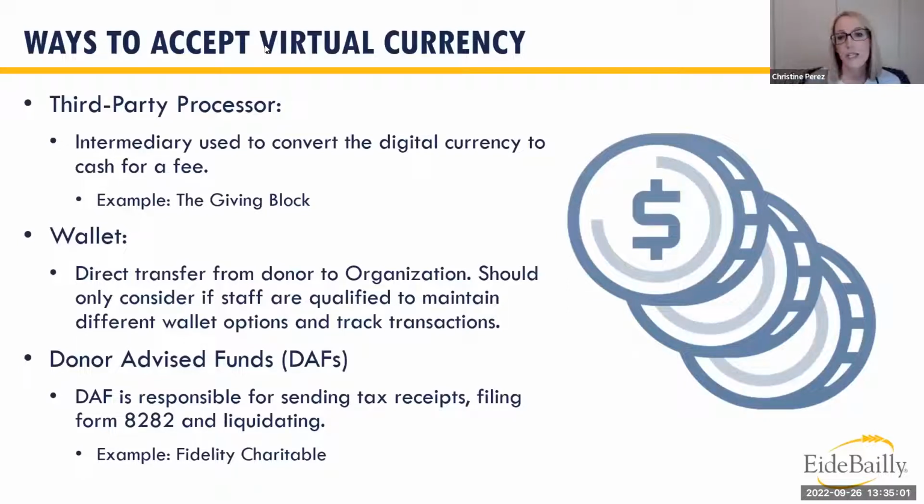These types of vendors can also provide assistance with tax receipting and with some of our IRS forms, the forms 8282 and 8283. They can provide some of that support to help organizations generate those. So it's a really nice service and a good option for a lot of organizations that would like to delve into this area and don't necessarily have all of the expertise.